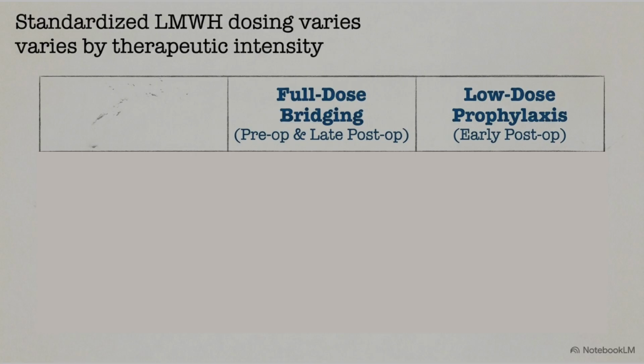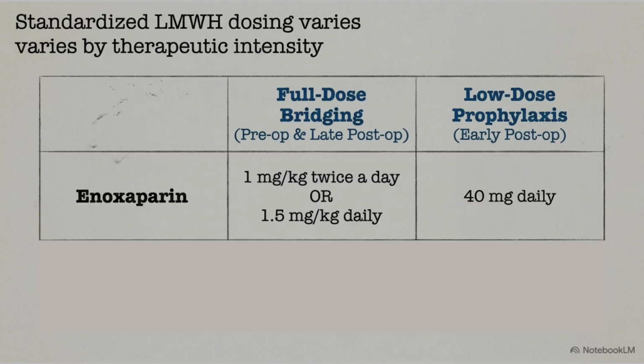So when you plan to do full dose bridging, when you hold off warfarin, you could use enoxaparin 1 milligram per kg twice a day, or 1.5 milligrams per kg daily. But in the early post-op period, you may want to give just a small dose of 40 milligrams daily.